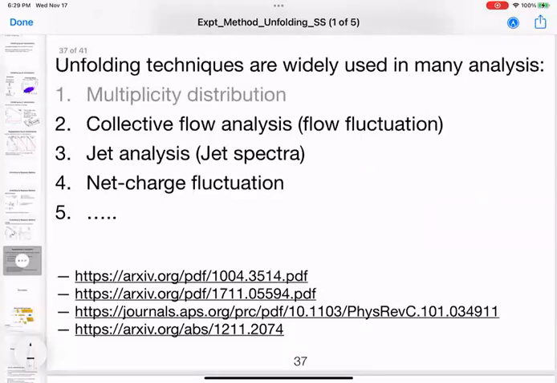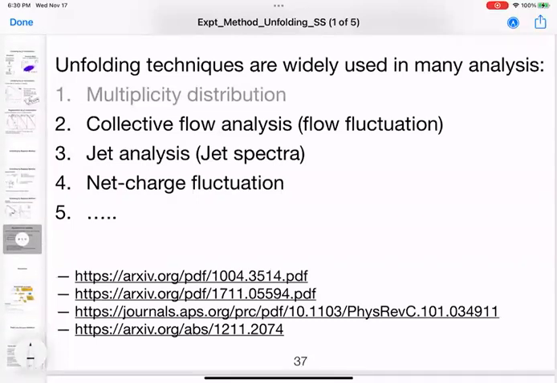So till now, what I talked about was only the unfolding technique using the multiplicity distribution. But this unfolding method is also used in various analyses, for example, in collective flow, such as flow fluctuations. It's also used in jet spectra analysis, and can also be used in net charge fluctuation analysis. And I have already given some links for you to go through.